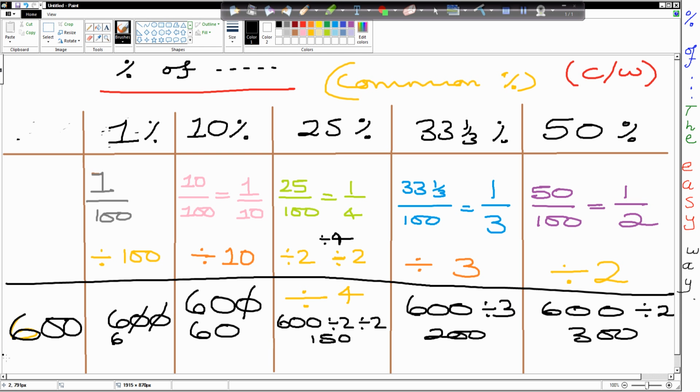Yeah. Okay, let me give you a number over here then for the next question. There we go. I want you to work out 1%, 10%, 25%, 33 and a third %, and 50% of this number. Give me 1 second while I quickly adjust the question slightly.